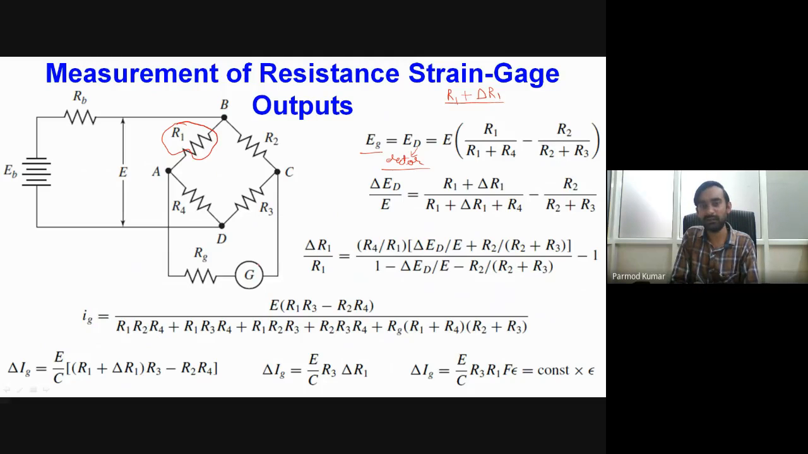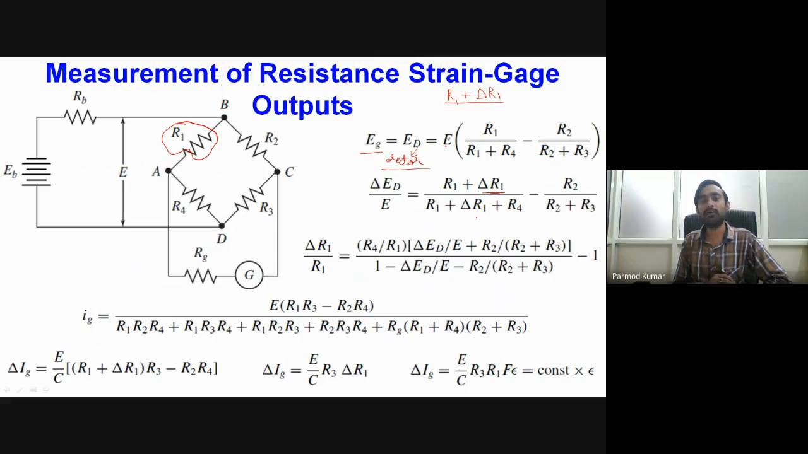Say now let us consider that delta ED is the change of voltage across the galvanometer. So delta ED divided by the original, taking this E to the left hand side, I can write delta ED by E will be equal to R1 plus delta R1 over the corresponding terms, because R1 resistance is only changing and all other resistances are known.